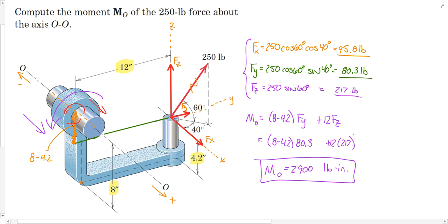Again, the components are easy to spot, and their moment arms are easy to spot. So there's no need for us to do anything more for this problem. All right. So that's the end of that.